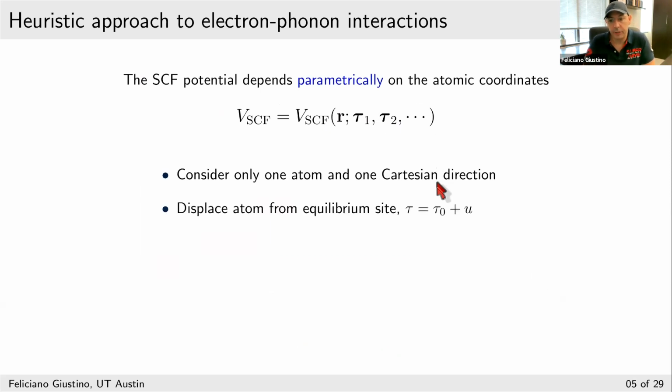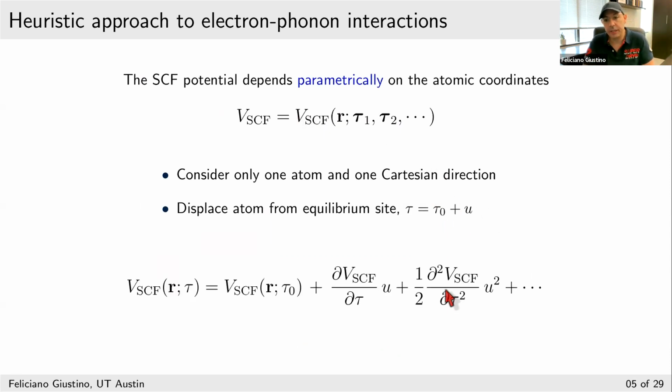If that is the case, we can perform maybe a Taylor expansion of this potential with respect to the displacement. In the case of a single atom moving in a single Cartesian direction, we have an elementary expansion like the potential at equilibrium plus linear variation, quadratic variation, and so on. So in practice, the first term, the zeroth order term, is the potential at equilibrium that we usually calculate in DFT calculations after we optimize the atomic structure, okay?